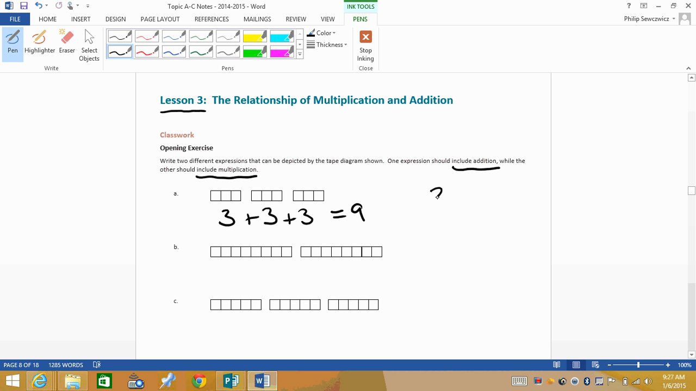The main idea here is repeated addition is the same as multiplication. So if we take the number 3 and we repeat it 3 times, it's the same as multiplying, and we still get the answer 9. So there's my two expressions. A repeated addition is the same as a multiplication problem.